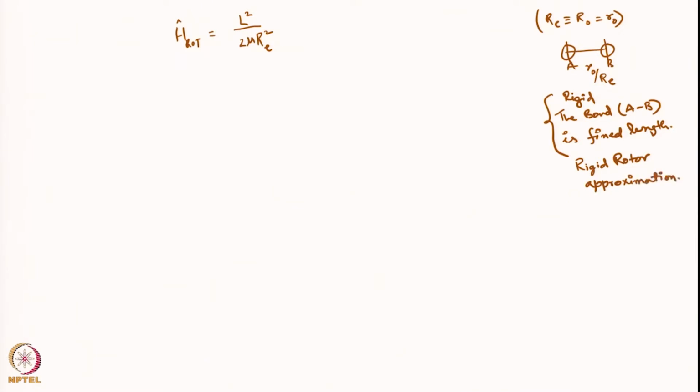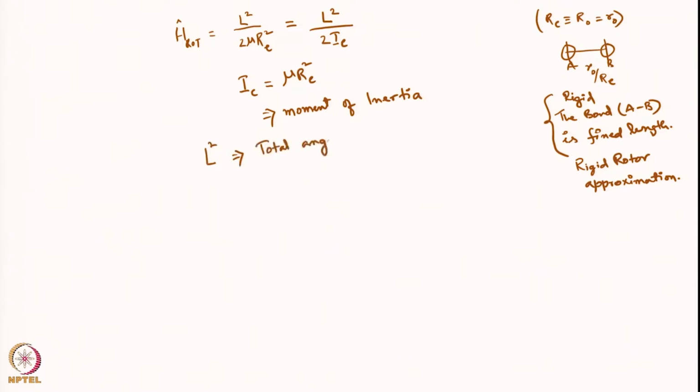Now, if that is the case, this can be written as L square by 2 IE, where IE is equal to mu R E square, and this is called the moment of inertia. And the operator L square is the total angular momentum operator.